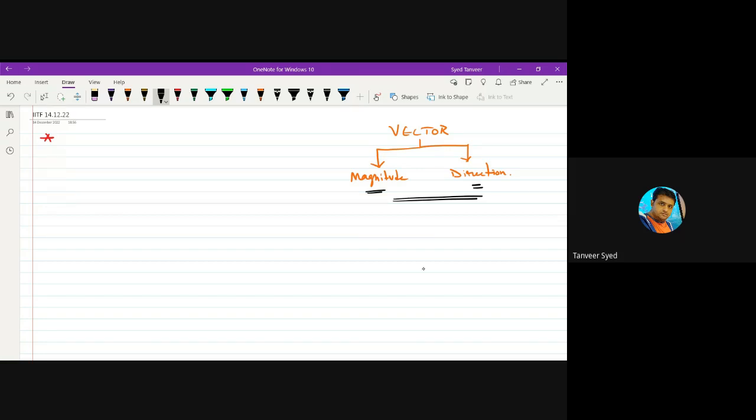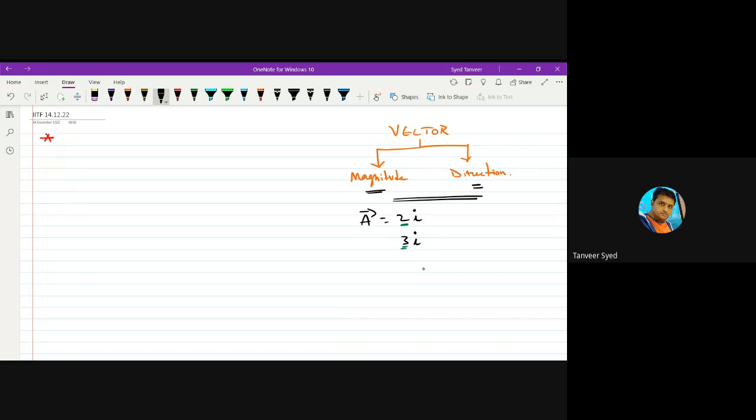For example, we have a vector A which is 2i. 2 is its magnitude, i is its direction. So if I make this 2i into 3i, this will be a new vector. It is not vector A. This is some other vector. So its value has changed. What did I change here? Magnitude. I changed the magnitude. Direction is same, i and i.